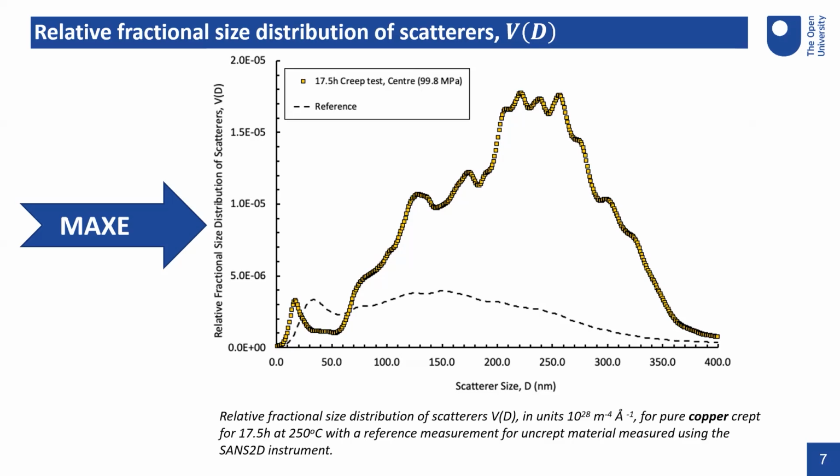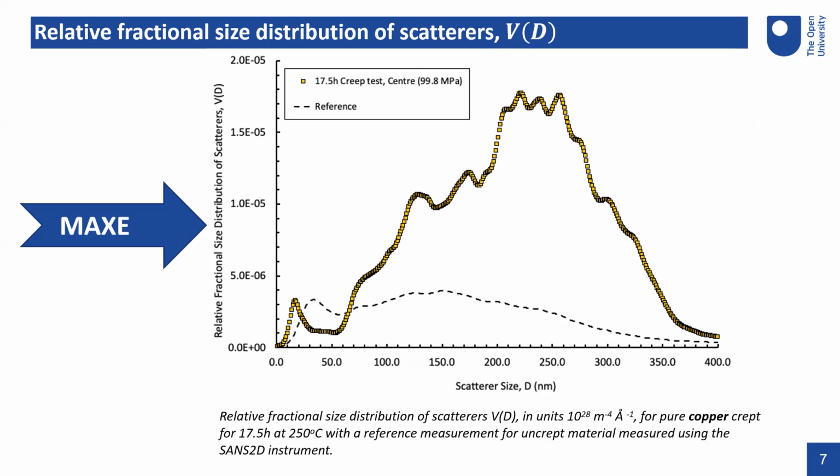So basically what it does is take the SANS data, convert it, and give you the volume fraction. This is the relative fraction size distribution of the scatter. For the SANS, you put the sample in front of the beam and it gives you a scatter, and you don't know what this scatter is from. It's from whatever is scattering the beam.